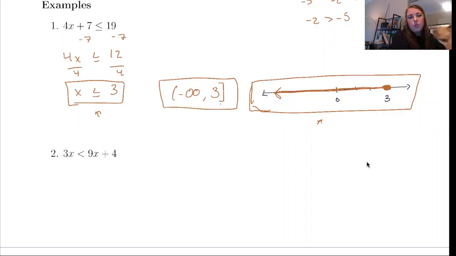So with this one, you might think, oh, I could subtract 9x on each side and I'll get negative 6x. You're more than welcome to do that. Let's actually do it both ways.